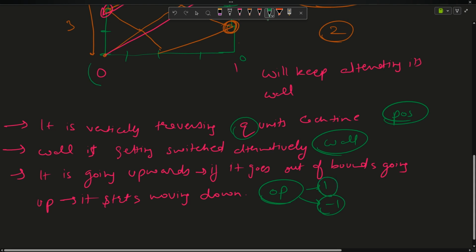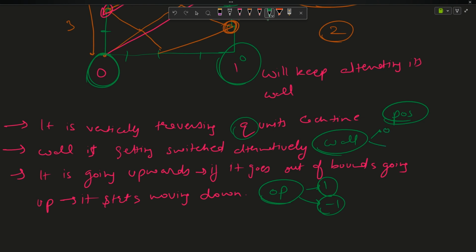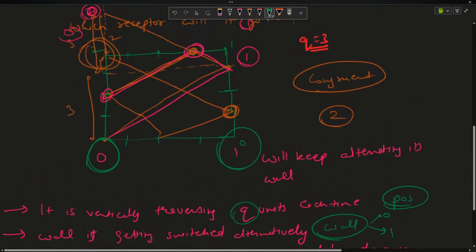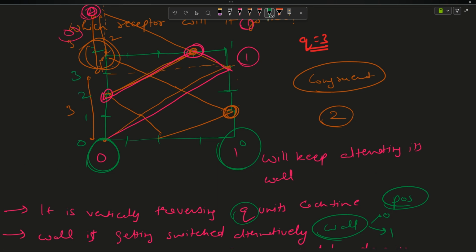This is wall 0 and this is wall 1. If it is at wall 0, the wall will be 0. Wall 1 will be 1. Position is actually the coordinates. Now, what is the range of position? Because the length of the side is p, if I assign the coordinates, it is at 0, 1, 2, 3, 4. So position is actually lying between 0 to p, both inclusive.